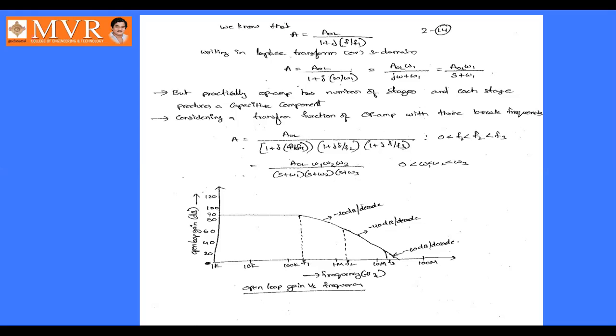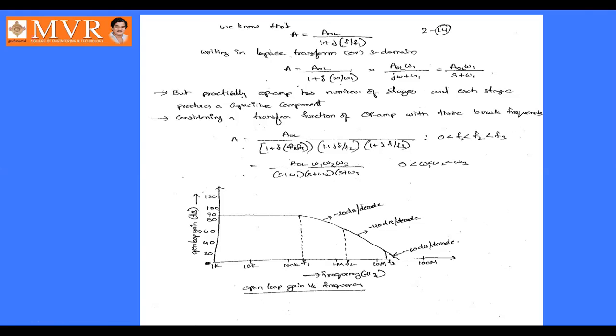Up to F1, the performance of the op-amp is better. You can see from this graph that the gain remains the same from 1 kilohertz up to F1. Whereas when you go beyond F1, the gain is going to drop by 20 dB. You can observe that the gain drops by 20 dB from F1 up to F2.